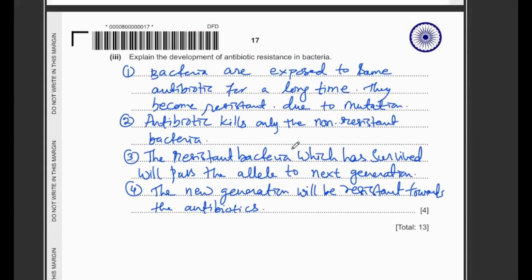So with prolonged exposure to antibiotics, the bacteria become resistant either by natural selection or by mutations. These bacteria which survived the exposure to antibiotics will pass their alleles and genes to the next generation, and the next generation will increase in population. This is how they become resistant toward the antibiotics.